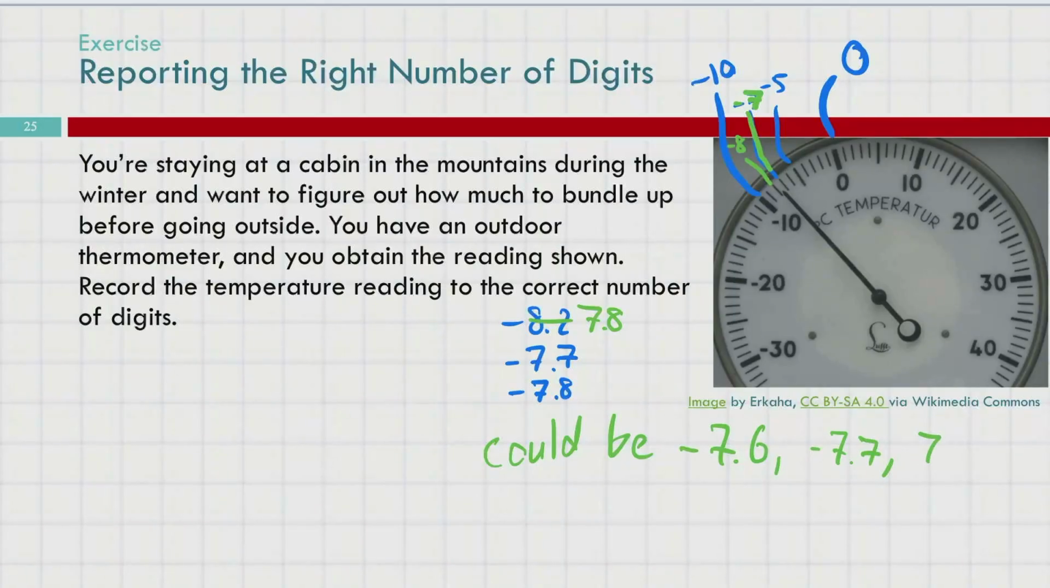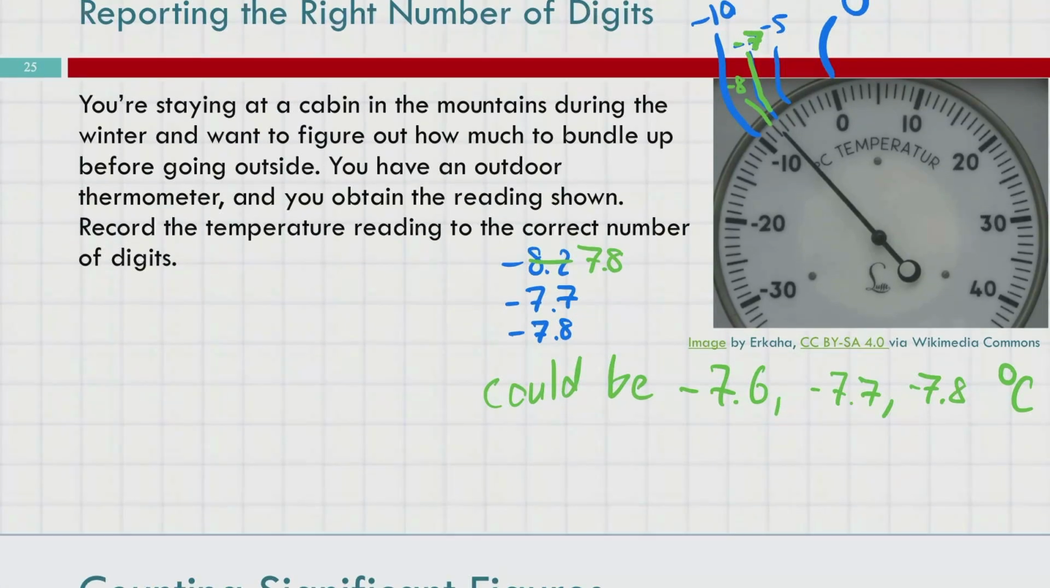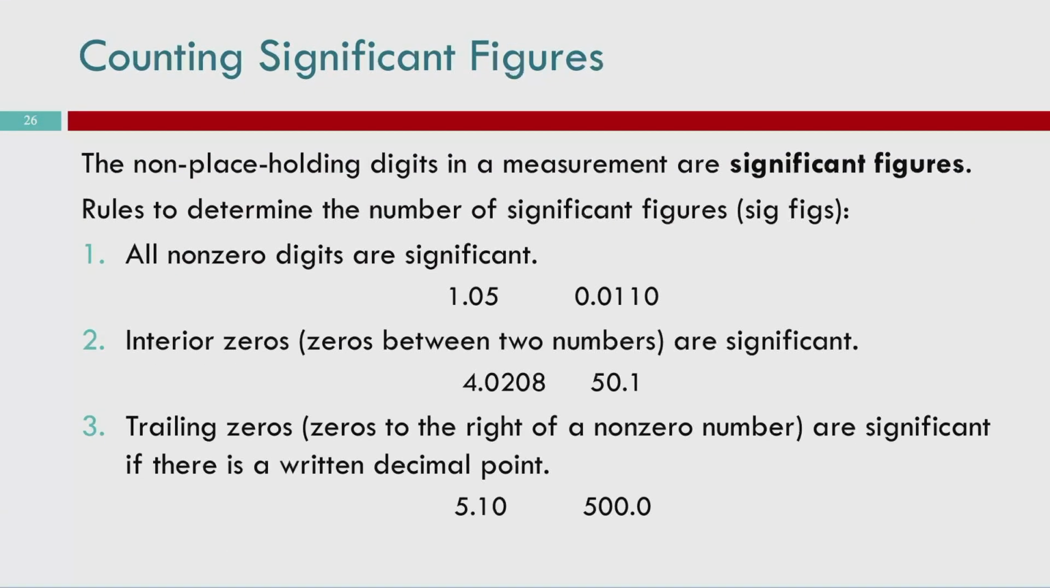Minus 7.8. And each of these should have degrees Celsius, since that's our unit. Questions? Cool. All right. So that's an introduction to making measurements.